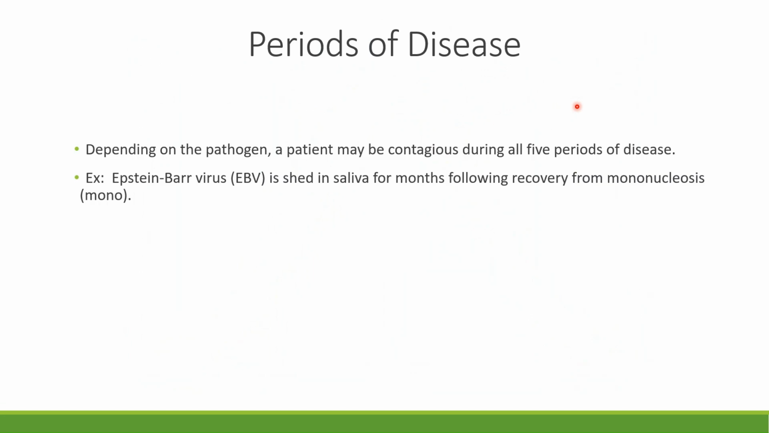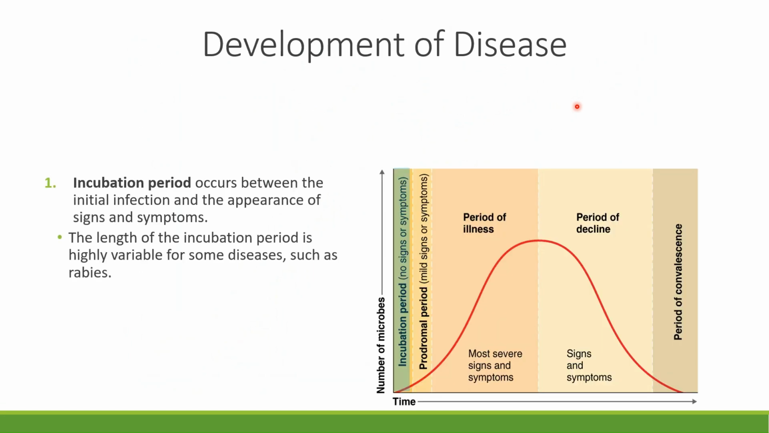And depending on the pathogen, a patient may be contagious for only certain periods, or maybe they could be contagious for all 5 periods. For example, the Epstein-Barr virus, typically abbreviated EBV, is shed in the saliva of individuals who are carriers of this disease for months following recovery from mononucleosis, which is what it causes. Sometimes you just hear it called mono. So let's take a look at each one of these different periods.